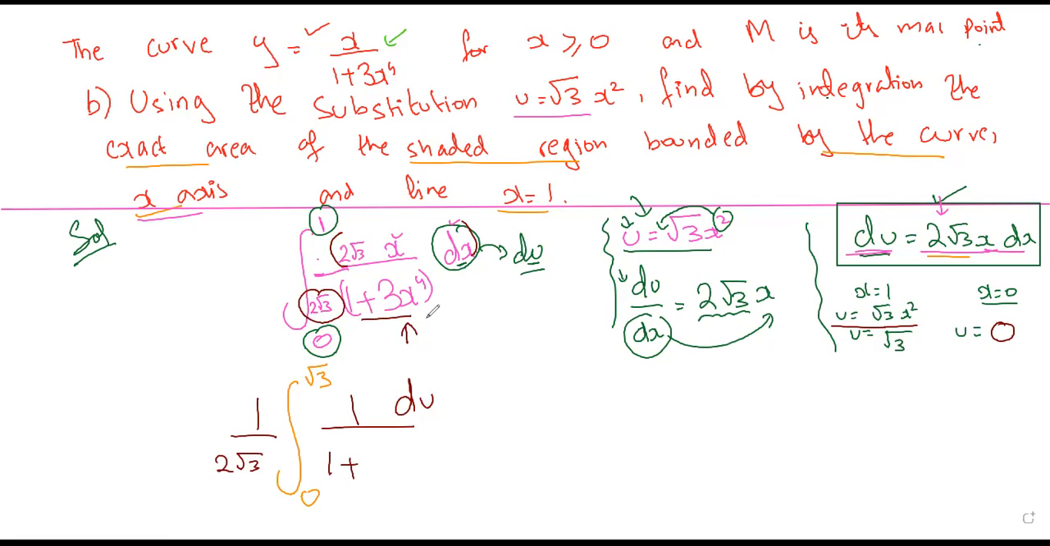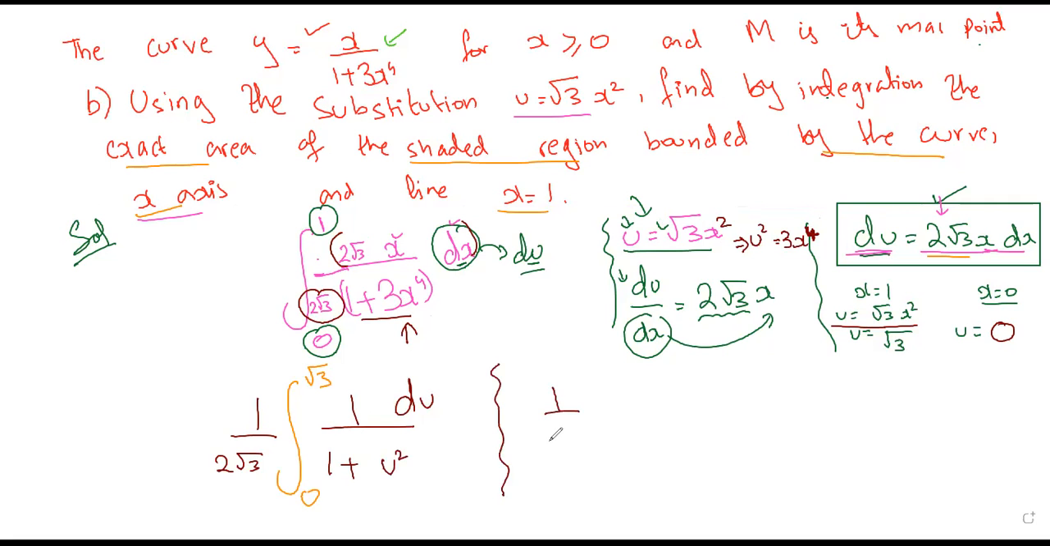I need to write this in terms of u. What is u? u is root 3x square. So this would be u square. u square will give me 3x to the 4, right? This would be u square. And now I have 1 over 2 under root 3.